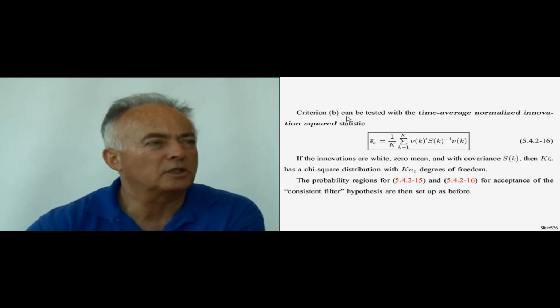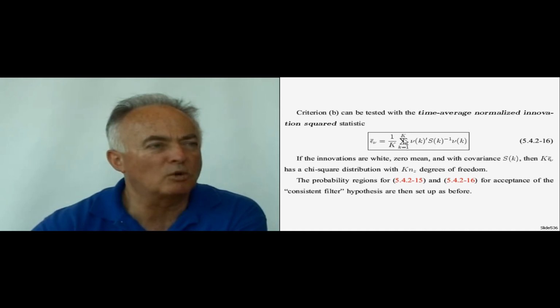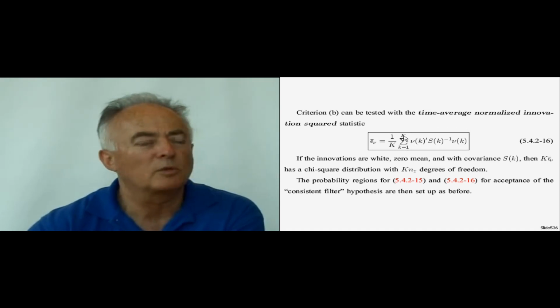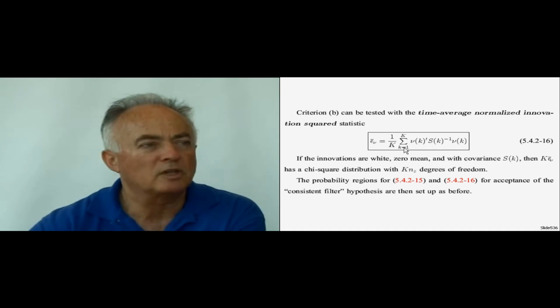The second criterion, B, can be tested with a time average normalized innovation square statistic. Epsilon nu bar is 1 over K sum k=1 to capital K, nu_k prime S_k inverse nu_k. So this is the quadratic form for the normalized innovation square at time k. We sum over K points in time and divide by K.